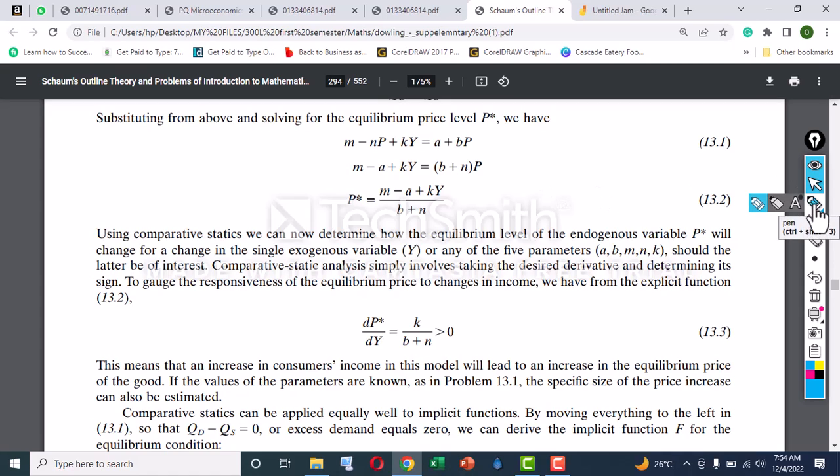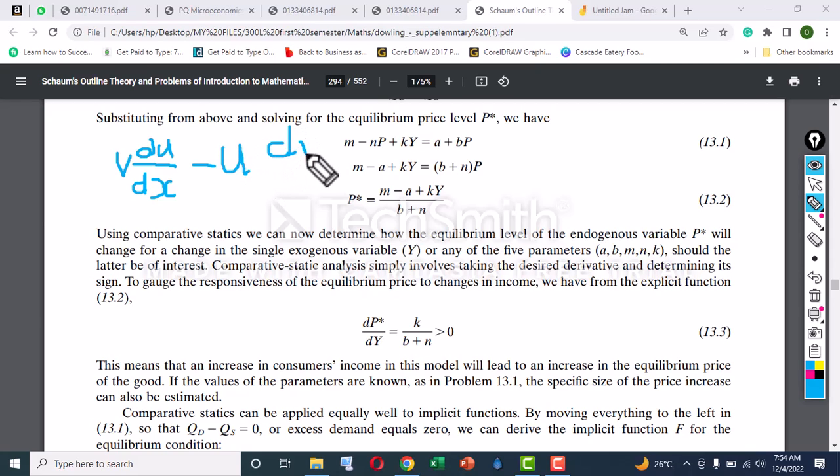I hope you can still remember that, but if not, let's quickly try and remember. So the quotient rule is simply v du dx minus u dv dx over v square. So that's basically what the quotient rule is all about.